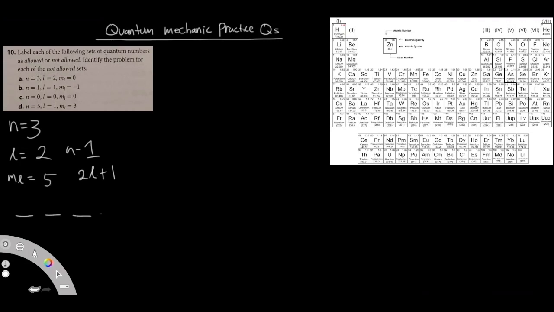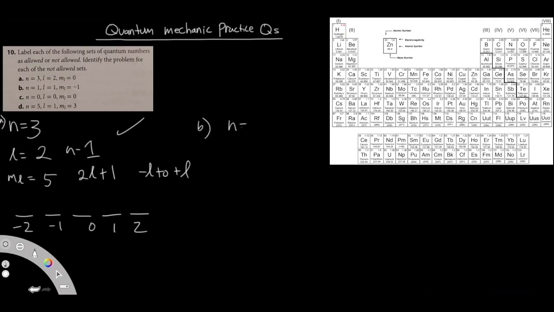Alright, so let's draw out our orbitals. And every single orbital here has a certain value. Well, what's the value? Remember, negative L to positive L. So negative 2 all the way up to positive 2: negative 2, negative 1, 0, 1, and 2. Now, N is equal to 3. We got it. L is equal to 2. We got it. ML is equal to 0. We got it. So this works out really well. So that is A.